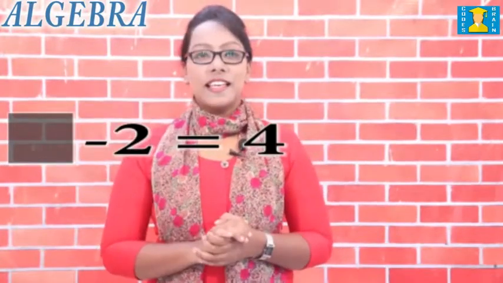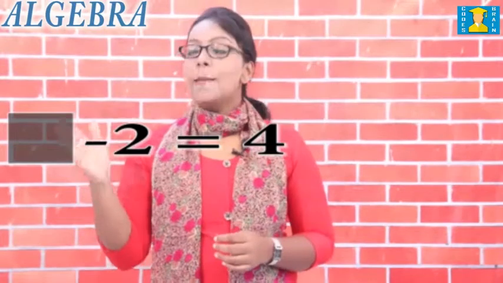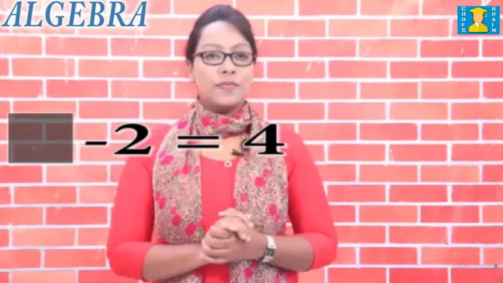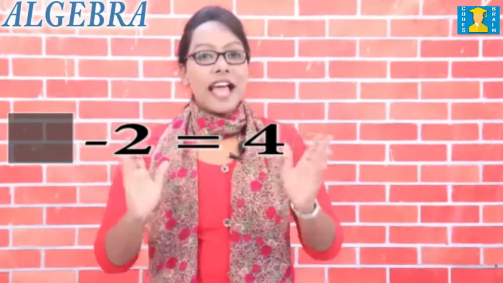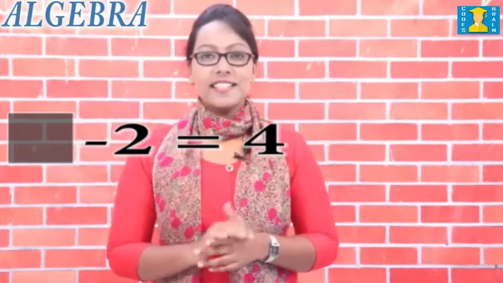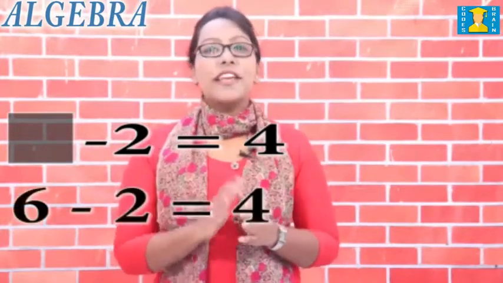Puzzles, right? Let's see a puzzle. What is the missing number of this? Here, the missing number minus 2 equals 4. Okay, we know the answer is 6, right? Because 6 minus 2 equals 4.